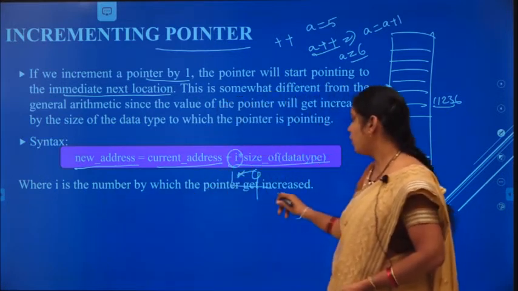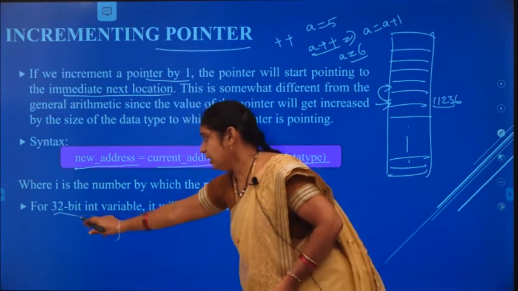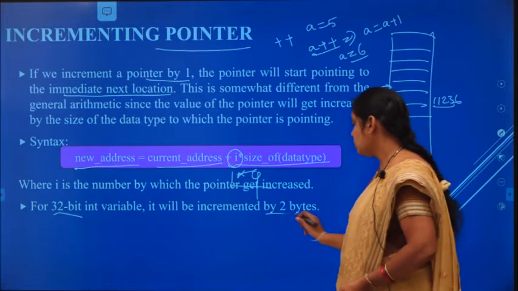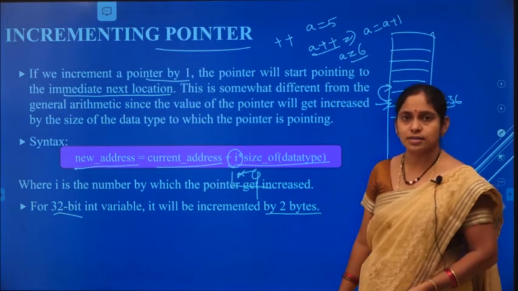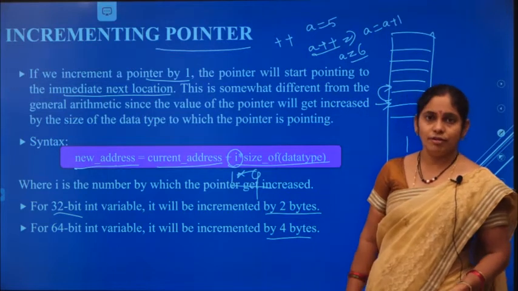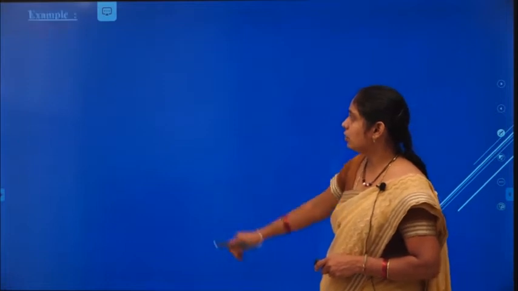I, which represents the pointer, gets incremented. Now, if you take a 32-bit operating system, here the size of an integer is considered as 2 bytes. If it is a 64-bit, it takes 4 bytes of memory to store an integer value. Now, see an example of this.